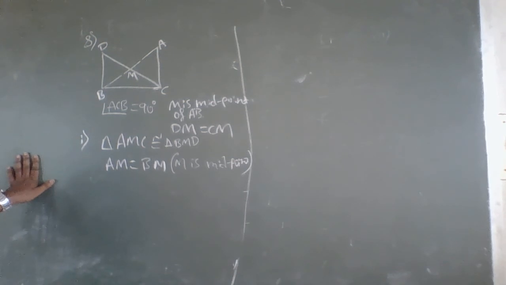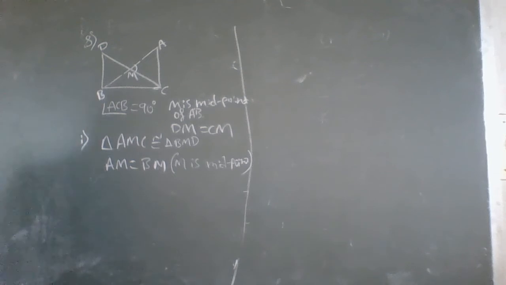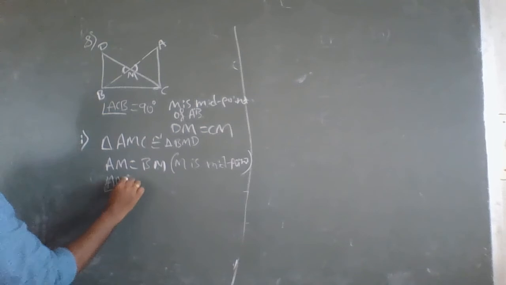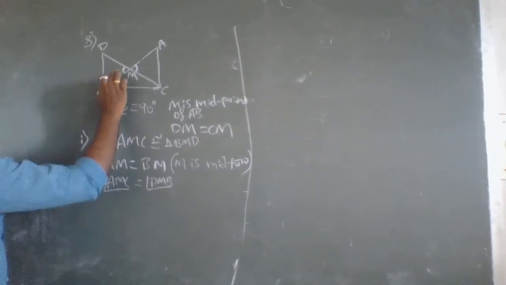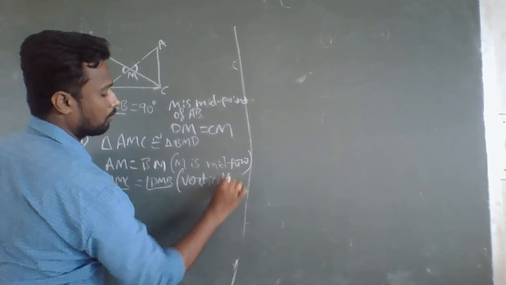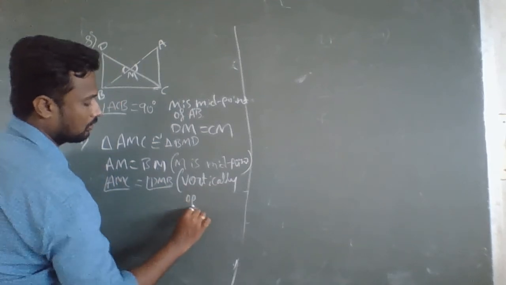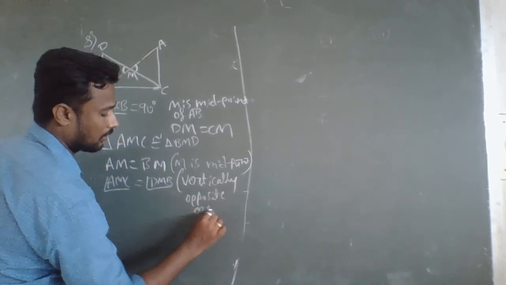Now, angle AMC is equal to angle DMB, or BMD, this angle. These two angles are equal. Why? These two angles are vertically opposite angles, and we all know vertically opposite angles are always equal.